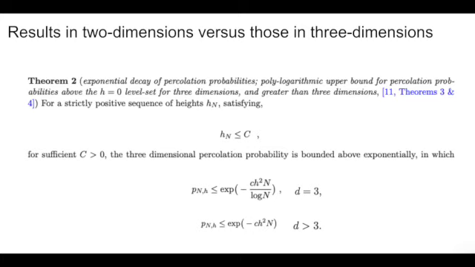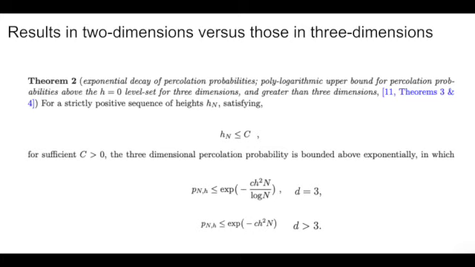And so the first result is theorem 2, which is given by theorems 3 and 4 in their paper, which is given by the following item. We want to look at exponential decay of percolation probabilities and a poly-logarithmic upper bound for percolation probabilities above the h equal to 0 level set for 3 dimensions and greater than 3 dimensions.